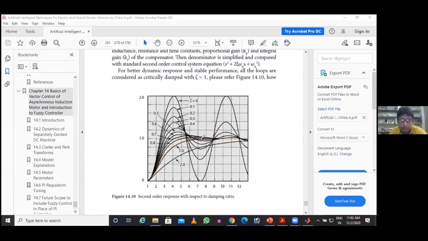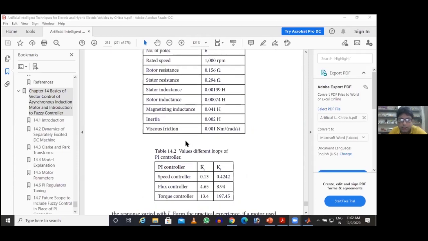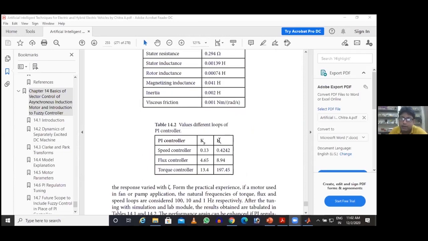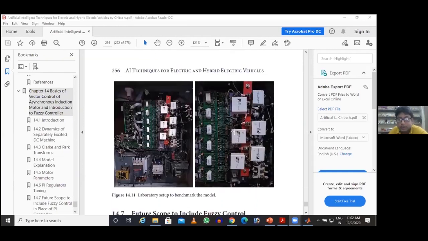Considering that, you can convert all three loop transfer functions to a first order function. Then as you are introducing a PI regulator, it will be second order. Second order means S square plus 2 xi omega n into S plus omega n square.